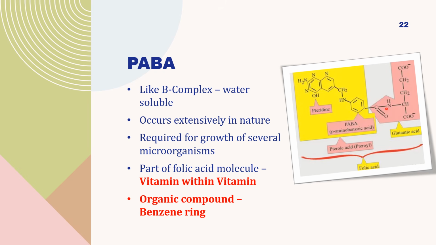In this picture we can see the structure of the folic acid molecule. It is made up of pteridine, para-aminobenzoic acid and glutamic acid. So this para-aminobenzoic acid is present within the structure of folic acid. So para-aminobenzoic acid is itself a vitamin-like substance. Since it is present within a vitamin, we call it vitamin within vitamin. It is an organic compound with a benzene ring having a side chain of amino and carboxyl groups.